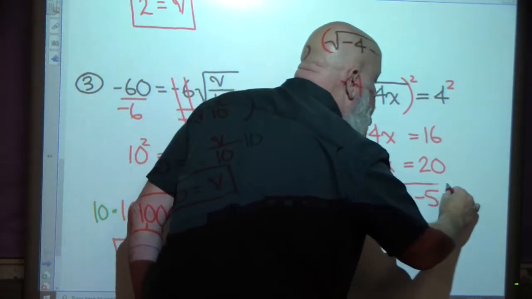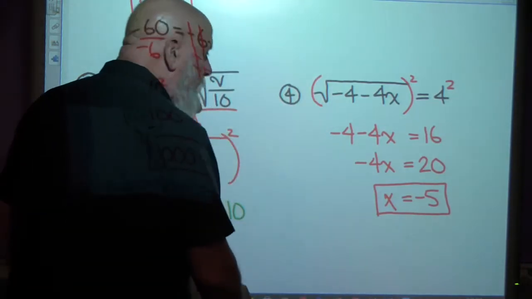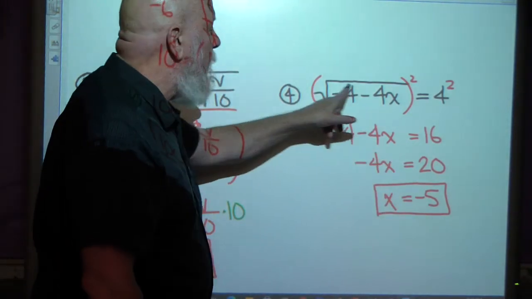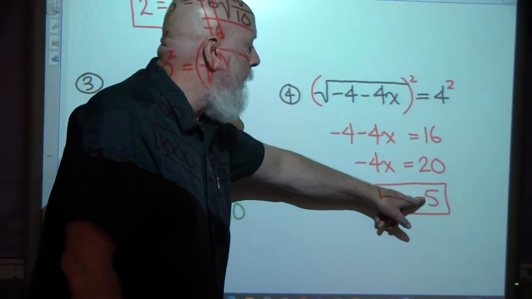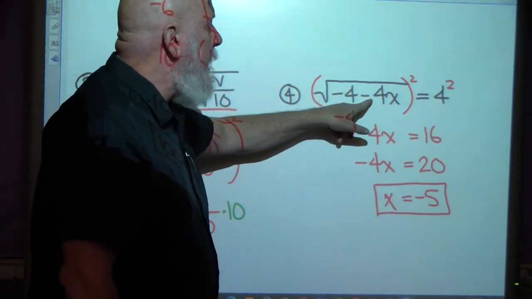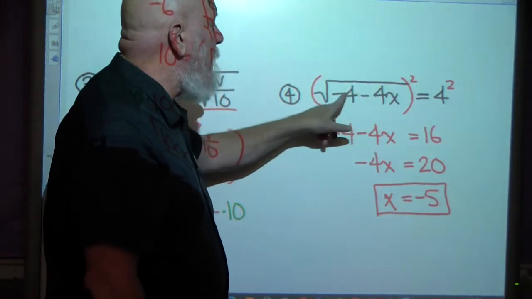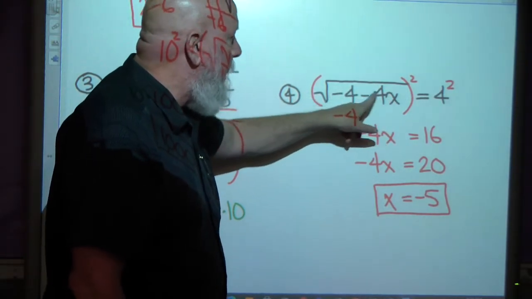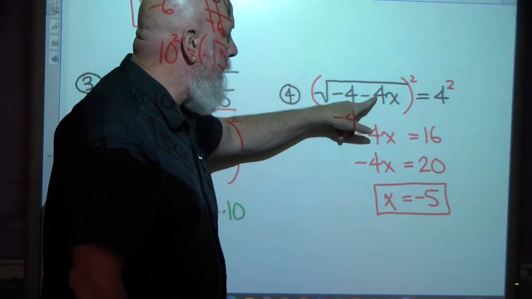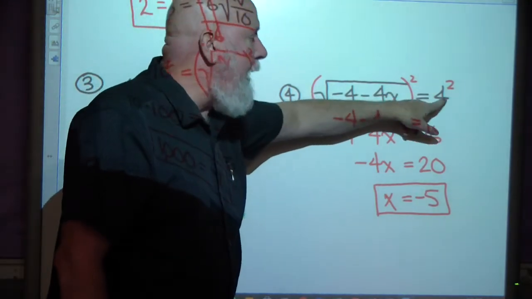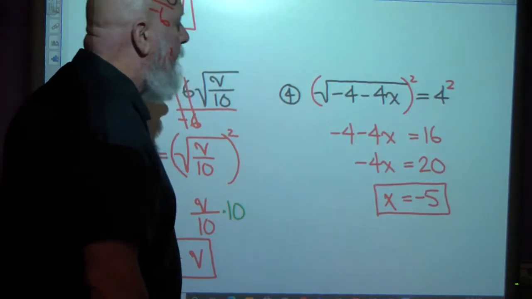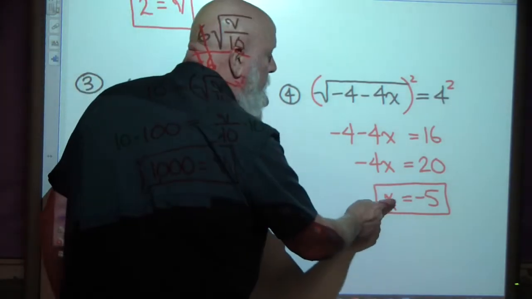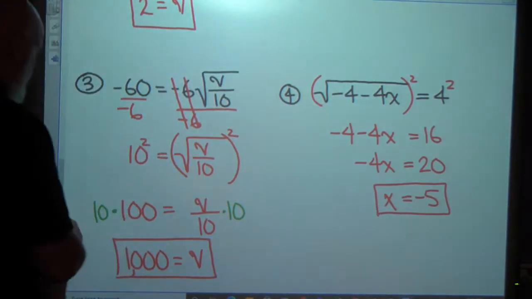That's our solution. We're going to check to see if it's extraneous by plugging it back into the original equation. I'm just paying attention to the black part. This is -4 minus 4 times -5, so that's -4 plus 20, because -4 times -5. So -4 plus 20 is 16, and the square root of 16 is 4. So that is not an extraneous root either. I believe that's all of them.